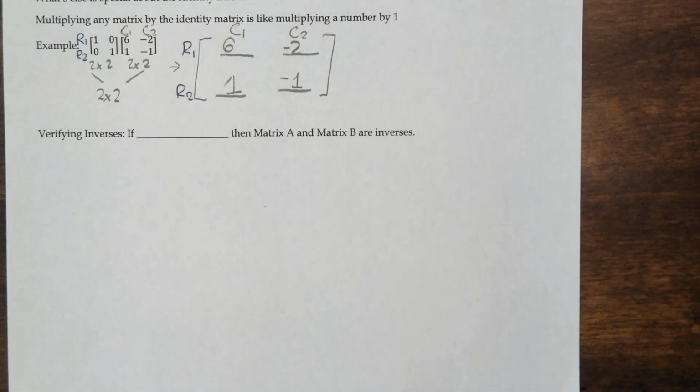And look what happened there, right? Did I not just say this? We're getting the exact same matrix. That's the same thing as multiplying anything by 1. You multiply 100 by 1, what are you going to get? You're going to get 100. If you multiply 15 by 1, what are you going to get? You're going to get 15. If you multiply negative 20 by 1, what are you going to get? You're going to get negative 20. Okay? So, verifying inverses.